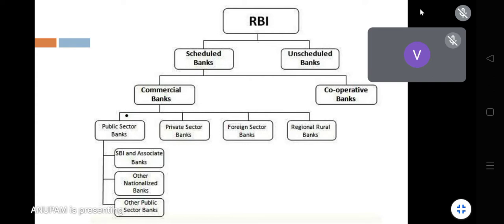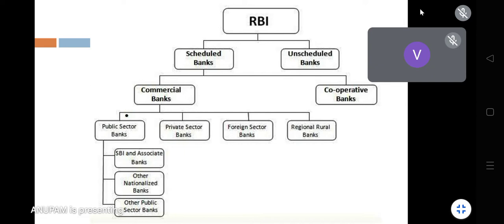Okay. Then private sector banks. Private sector banks, what are private sector banks? So private sector banks are the banks which are funded by private individuals. So they are not getting any funding help from the government. But they are coming under the control of RBI. Means whatever rules and regulations RBI will set for loans or something, even if they are not getting any funding from RBI, they have to follow the rules.